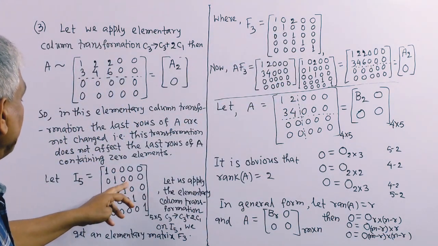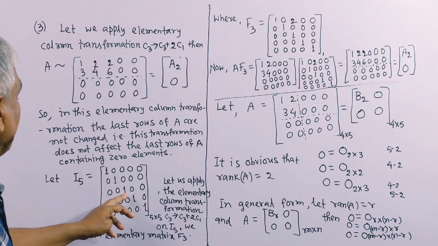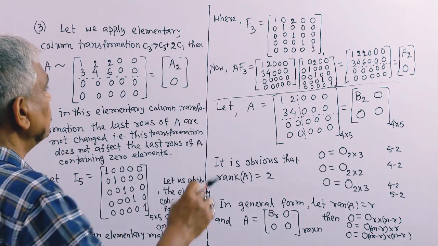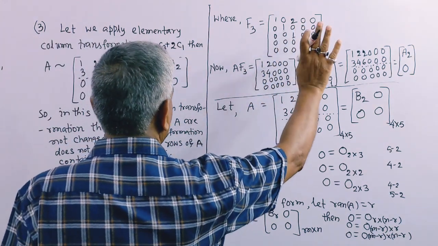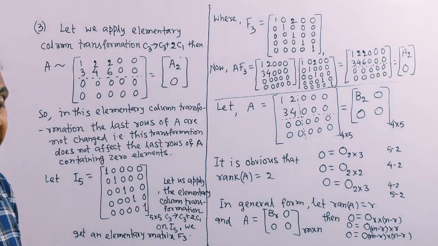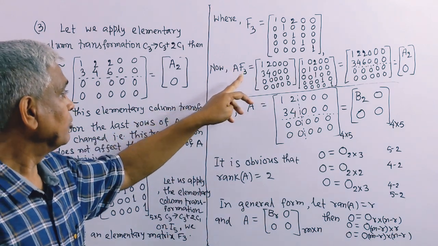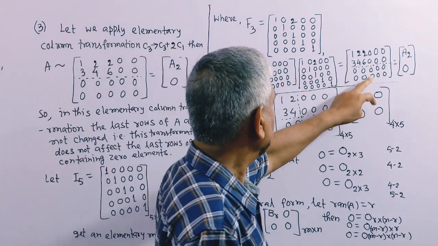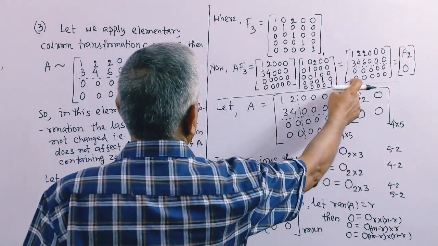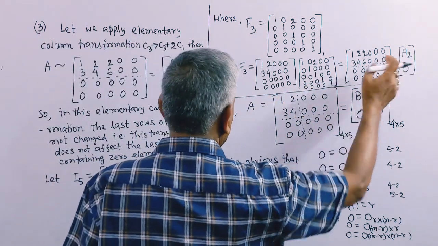Here 0 plus 2 multiply 0, 0. Here 1 plus 0 multiply 2. So 1. So here 1 and other remains same. This is F3. Now we post multiply this F3 with matrix A, and we will get this matrix. This is the same as this, same, and this is of the form A20.